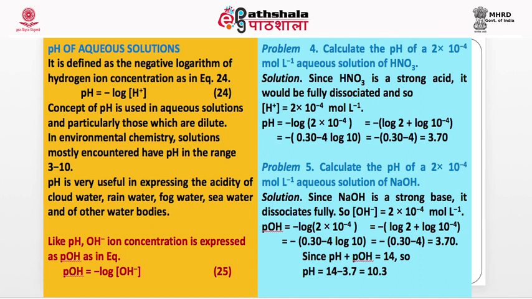You want pH? Remember this formula, pH plus pOH equal to 14. pH equal to 14 minus 3.7. So you get pH equal to 10.3. So you must remember, in alkaline solutions, the pH is more than 7. In acid solutions, the pH is less than 7.